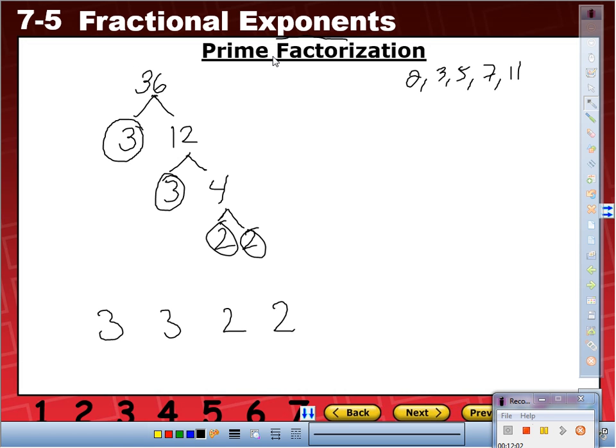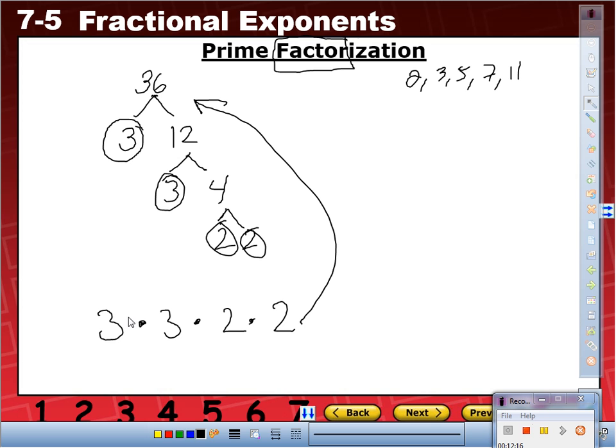This is called prime factorization. What did I say the word factor meant? Numbers that multiply, right? So check this out. What is 3 times 3 times 2? 18 times 2, which is 36. That's what it's called, prime factorization. Math is actually really cool if you understand it.